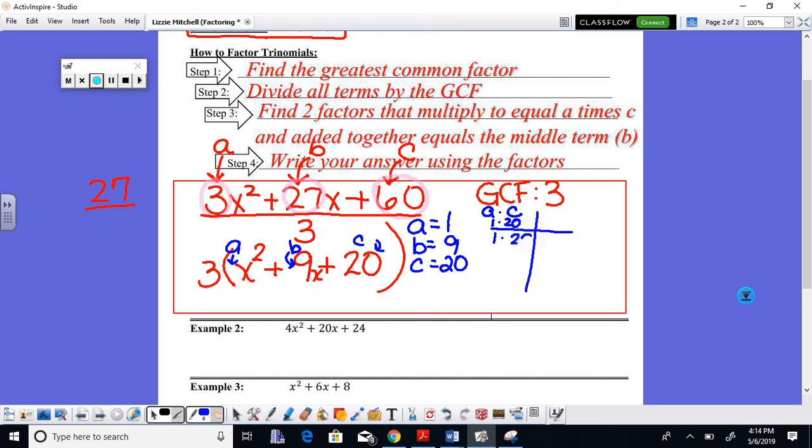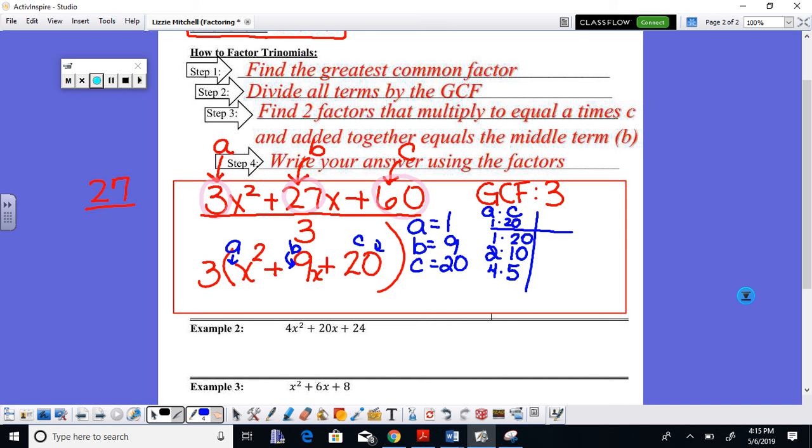1 times 20 is 20. 2 times 10 is 20. 3 doesn't go into 20, but 4 goes into 20. 4 times 5 is 20. 6 doesn't. 7 doesn't. And that's all of our factors right there.